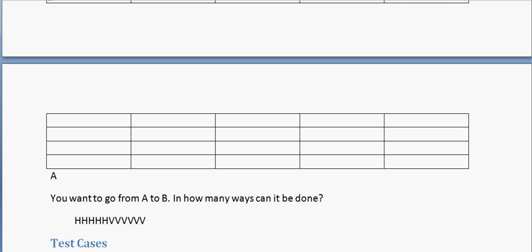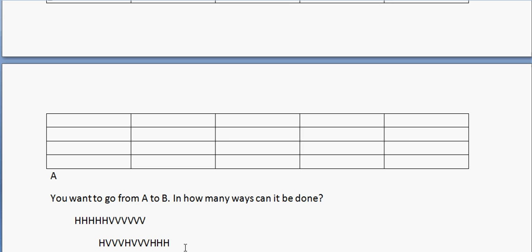So he can also say H, V, V, V, V, H, V, V, V, V, and remaining 3 H. So this is nothing but arranging this, how much? 6 plus 5, an 11 letter word. How can we do it?